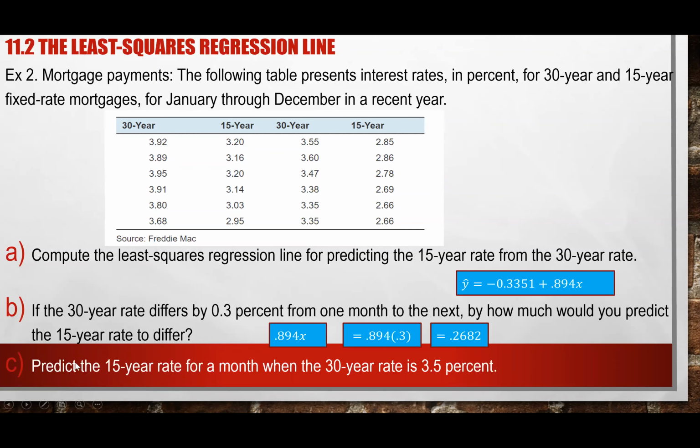Okay, and again, how do we predict the 15 years rate if we know that the 30 years rate is 3.5? Looking at this here, we don't have any 3.5 in the 30 years mortgage, right? We have 3.55 and so on. So if we have this rate, what is the corresponding predicted rate for the 15 years? Well, based on our equation, wherever my x is, I plug in the percentage, which is 3.5. If I multiply it out and then subtract, because of the minus sign, I will see that the 15 years will be 2.7939.